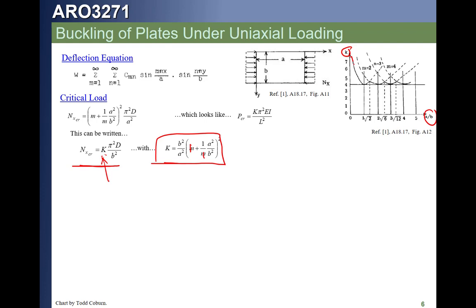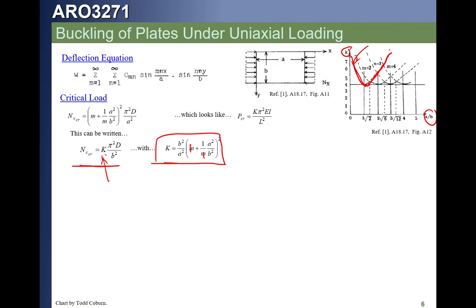That means it will fail based on that relationship. Depending on your a over b, if your a over b is really small, you'll see a very high buckling allowable, as this point would show. As you increase the a over b ratio, your buckling coefficient is going to drop to some minimum value. Then if you have a larger a over b ratio, usually corresponding with a square panel, and you keep increasing it, your buckling coefficient is going to increase.